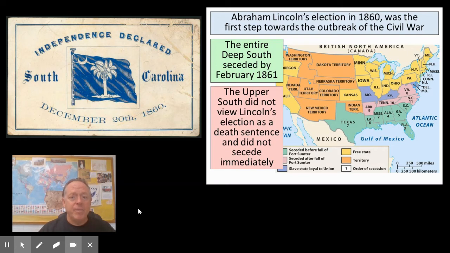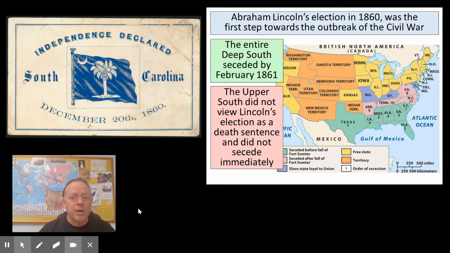And as you can see from the map, the Deep South, 7 states in the Deep South, formed the Confederacy of the United States before February of that year. This is before Abraham Lincoln is even inaugurated as President of the United States.